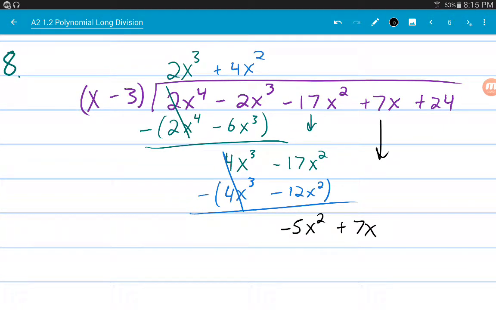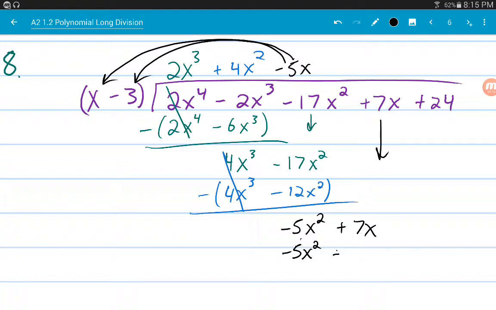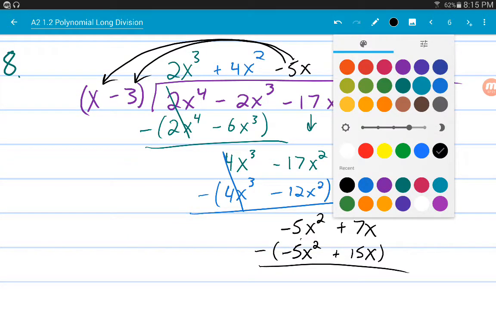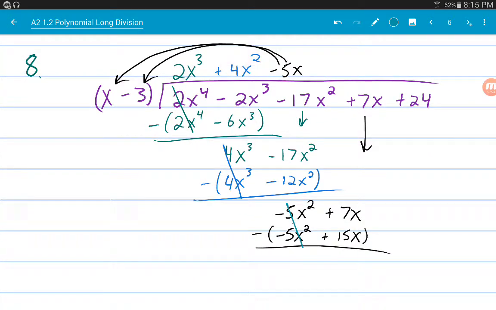Same process again. X goes into negative 5x squared, negative 5x times. Why? Because negative 5x times x is negative 5x squared. Negative 5x times negative 3 is going to be positive 15x. We'll parentheses and subtract, teal for my last color. These cross out. That's how I know that I was right in the previous step. 7x minus 15x is going to be negative 8x. And then I'm going to bring down the plus 24.